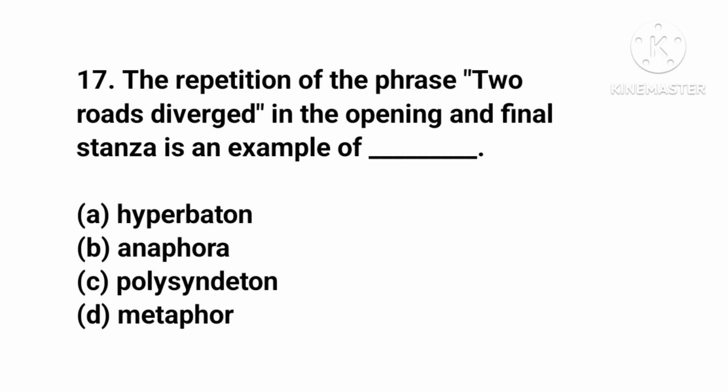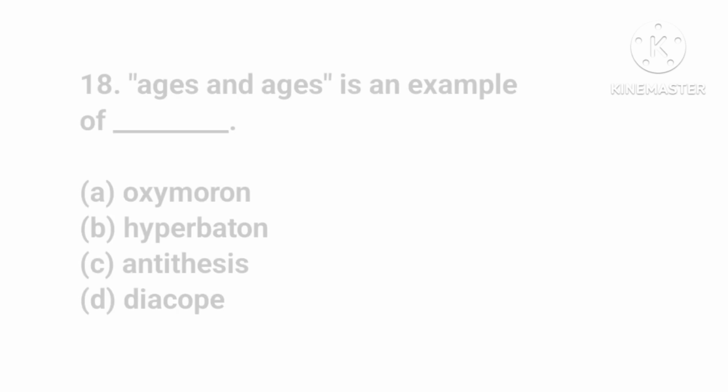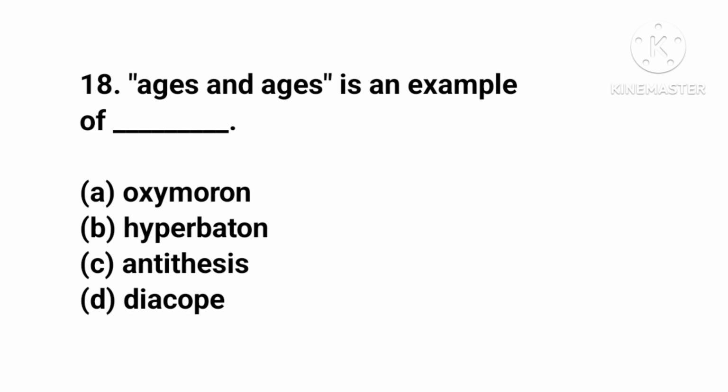Very good. It is an anaphora. Number 18. Ages and ages is an example of dash. Option A, oxymoron. Option B, hyperbaton. Option C, antithesis. Or option D, dicope. We just did it. Way leads on to way. Here again you have ages and ages. So this is an example of what?